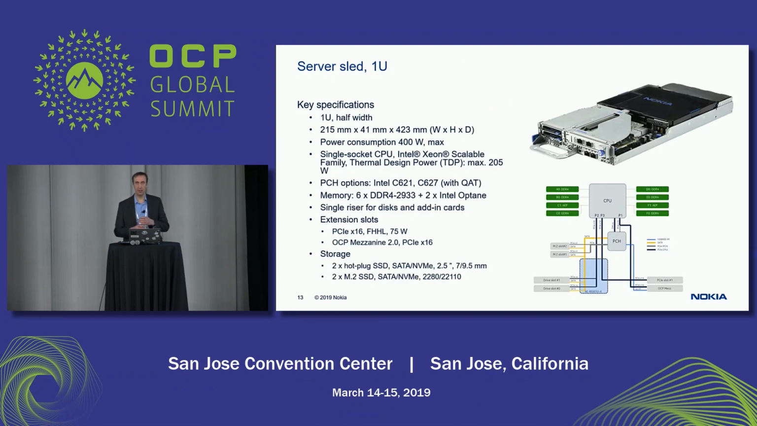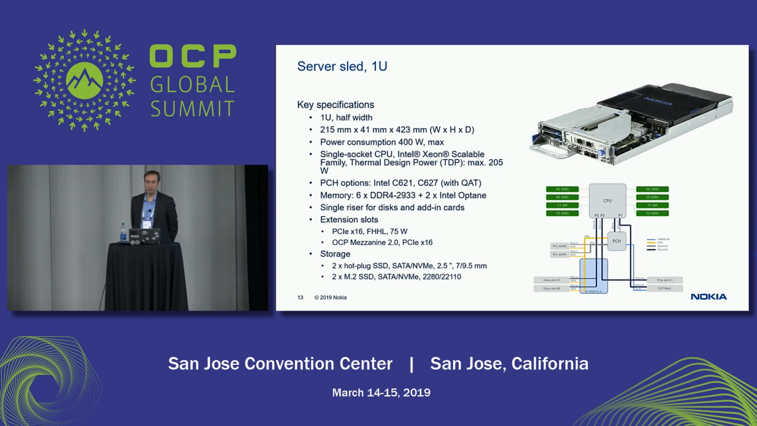Then about the sled design, so the 1U sled is described here. The design is 1U, half wide, fitting into this enclosure, max 400 watts power per sled. So it's a single socket CPU design using the Intel Xeon Scalable processor family at the moment, Skylake, soon Cascade Lake. The max power consumption or TDP for the CPU on the sled is 205 watts. There's two different PCH options.